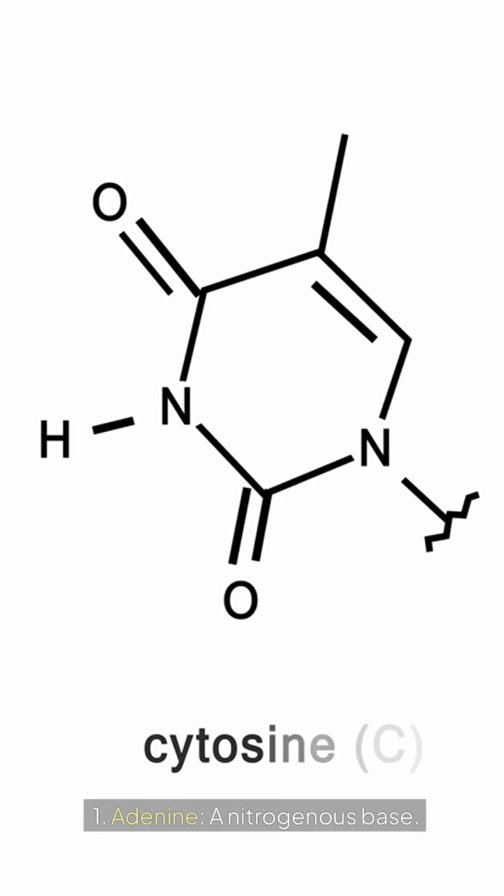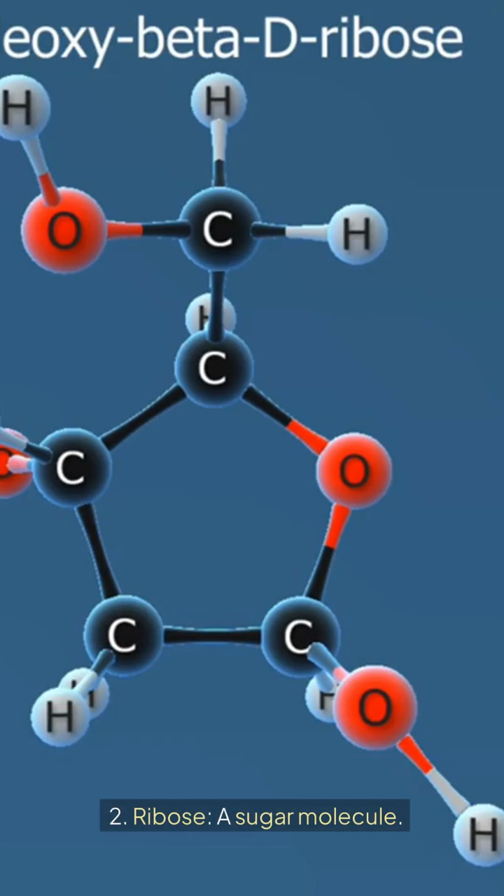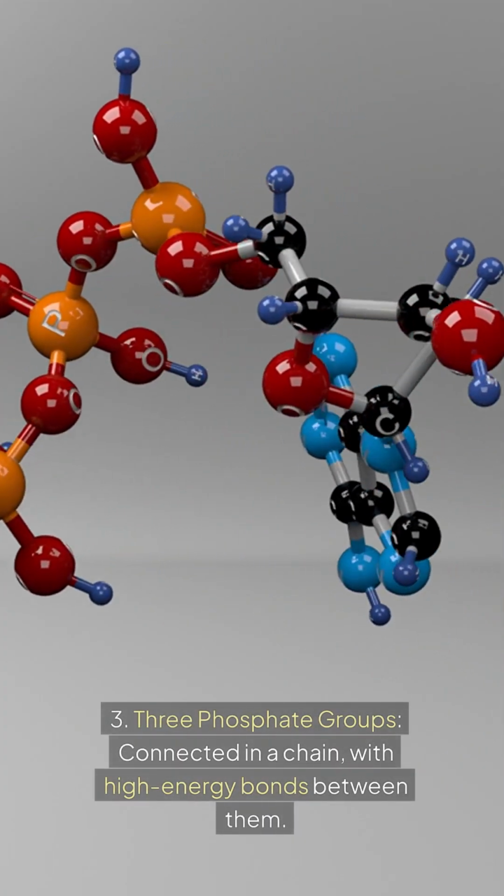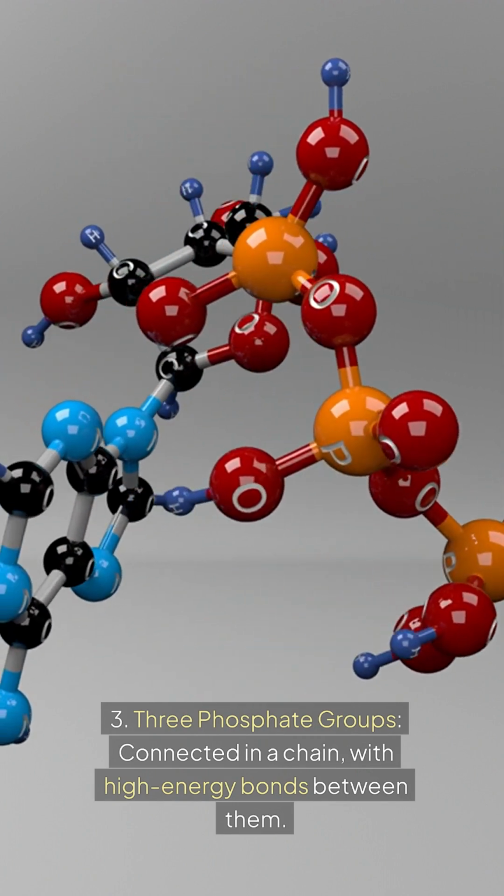Structure of ATP. 1. Adenine, a nitrogenous base. 2. Ribose, a sugar molecule. 3. Three phosphate groups, connected in a chain with high-energy bonds between them.